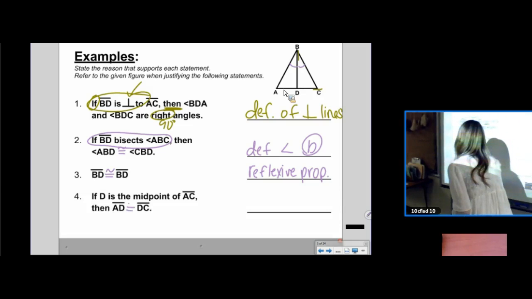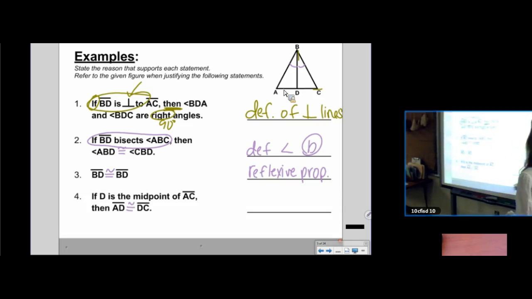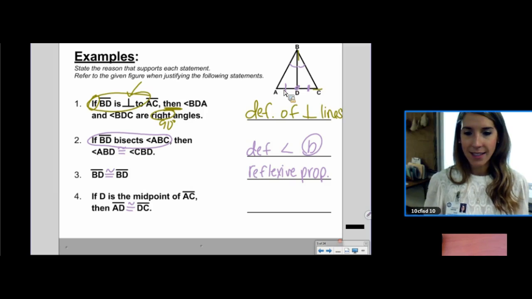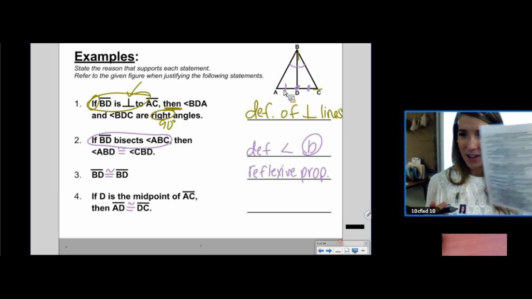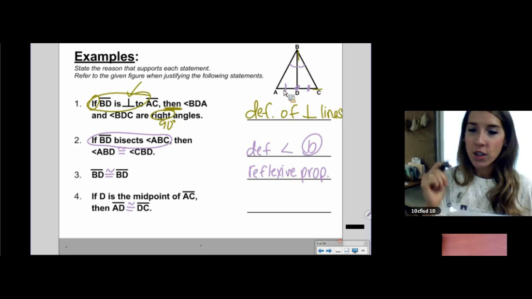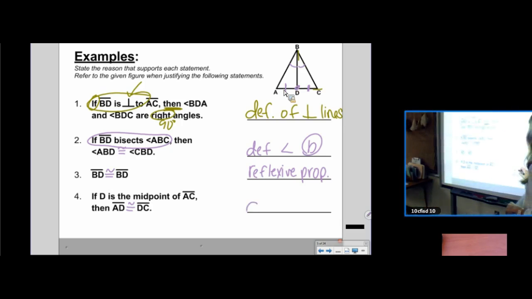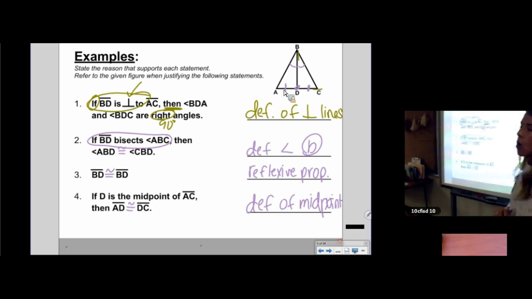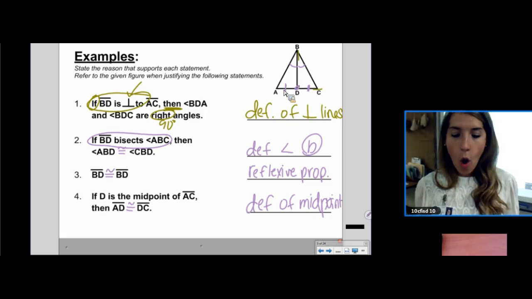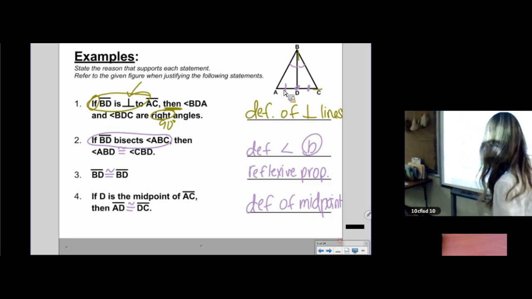If D is the midpoint of AC, then AD is congruent to DC. Why are we allowed to say that? That is number one. I'll show reflexive is number one. Good. Definition of midpoint. What I want you to notice is that almost every time, in 1, 2, and 4, the answer is in the question. Look at that.